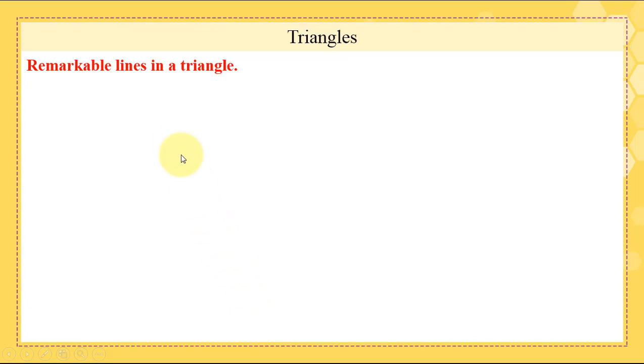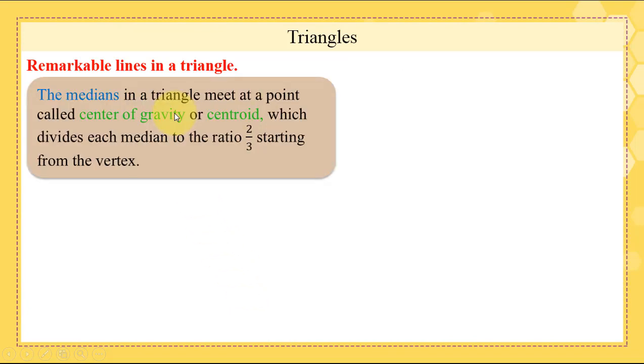Let's start with remarkable lines in a triangle. First, the medians in a triangle meet at a point called the center of gravity or centroid, which divides each median in the ratio 2/3 starting from the vertex.